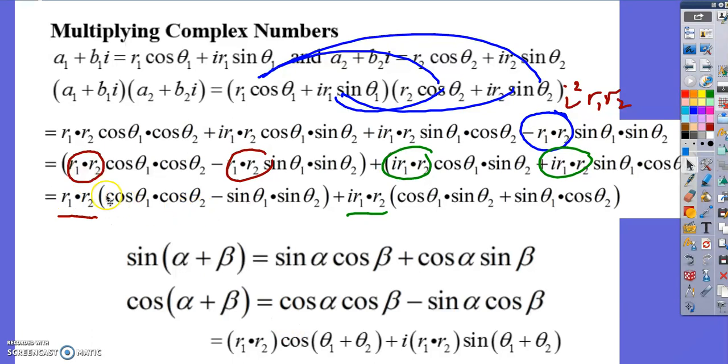So I've got something out front, that doesn't matter, but this stuff inside, which is cosine of one angle times the cosine of another angle minus the sine of the first angle times the sine of the second angle, is cosine of alpha plus beta. So all I need to do is rewrite this, and I am going to write now, and you'll see why I didn't write the rest of the time. I've got R1 times R2.